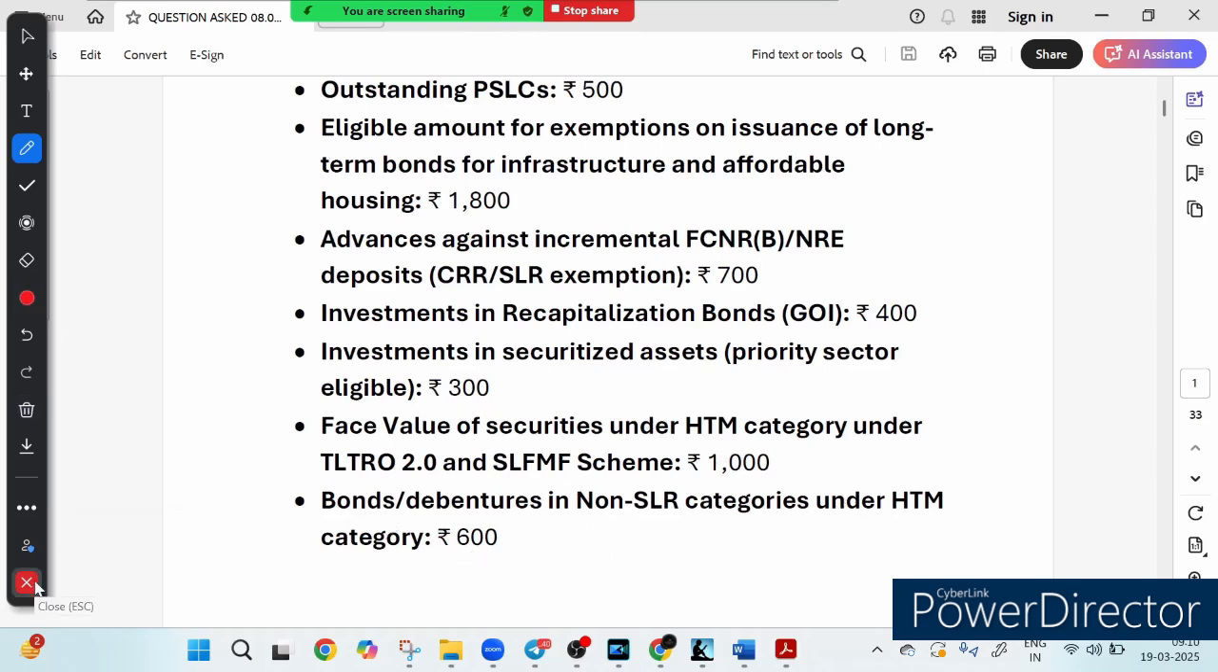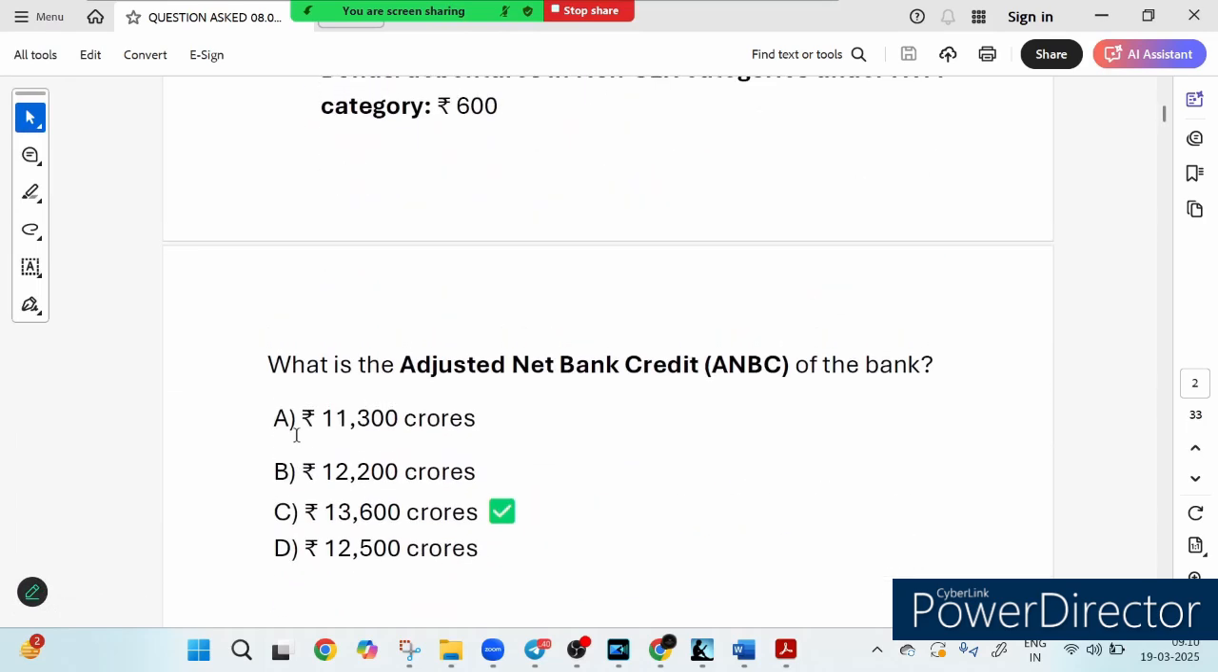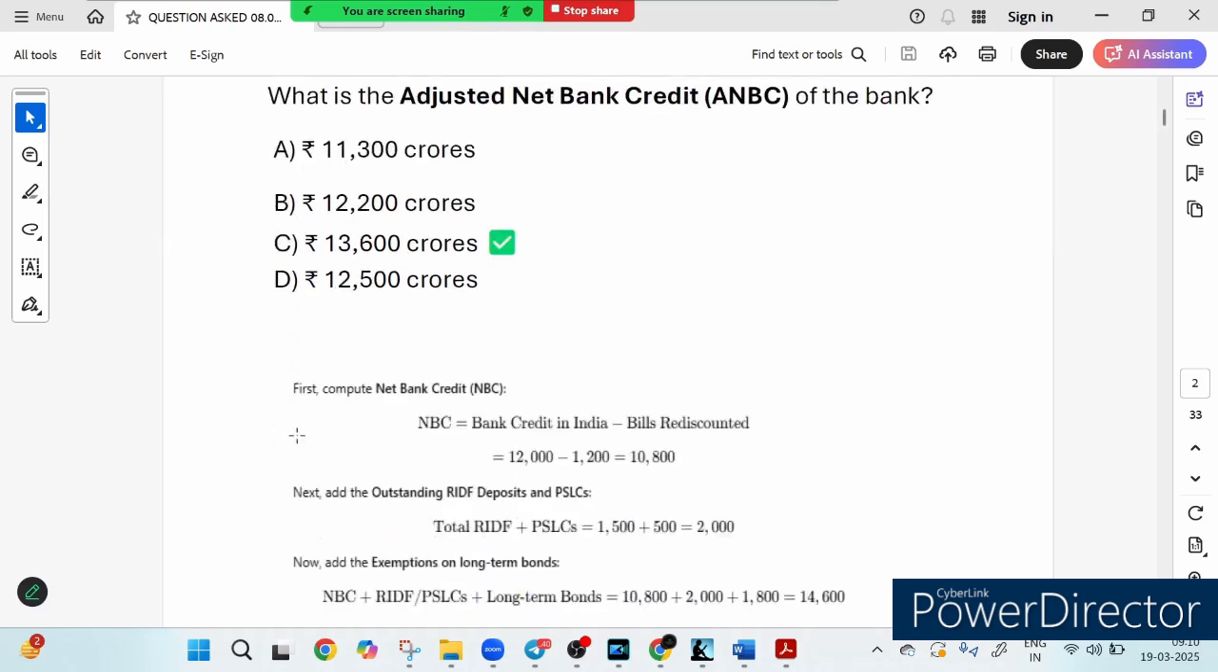So this data has been given. I request you to please take a screenshot of it. What is the ANBC of the bank? Four options have been given. What is the adjusted net bank credit of the bank? So let us calculate it step by step.